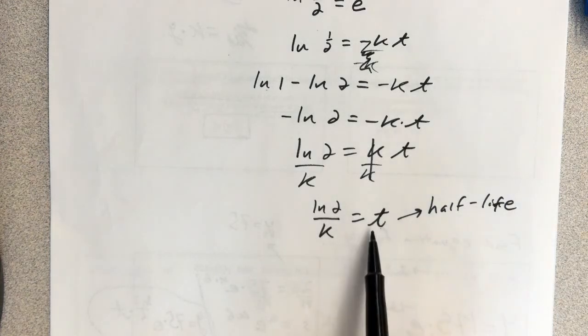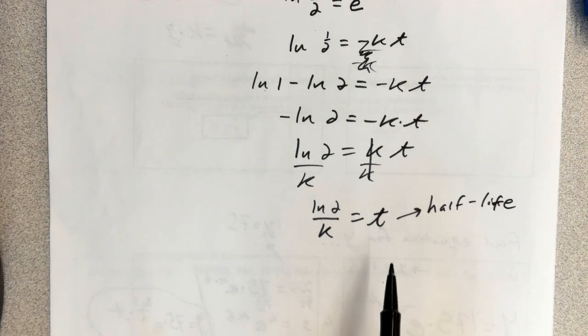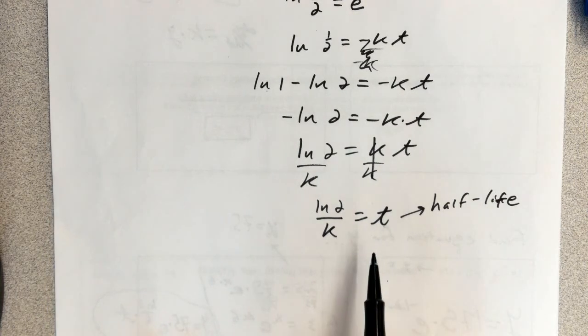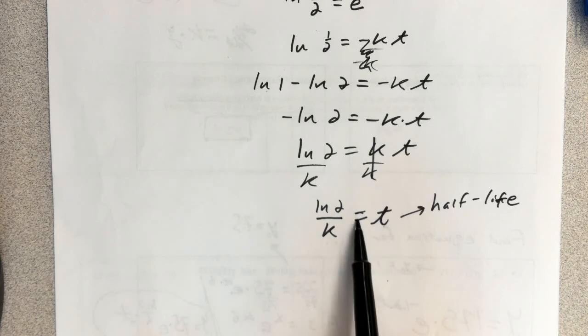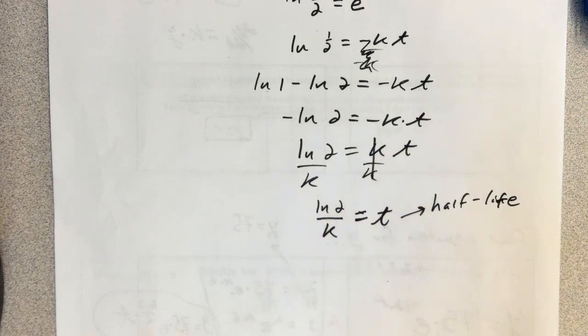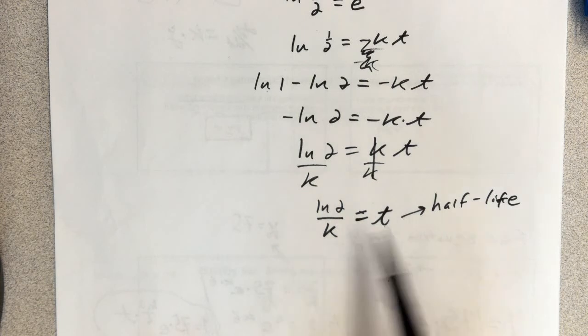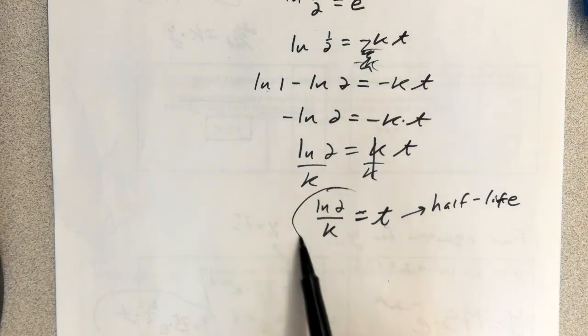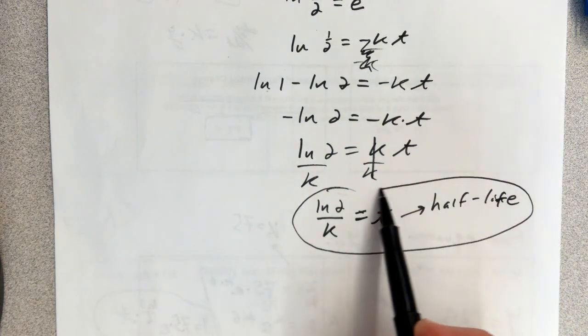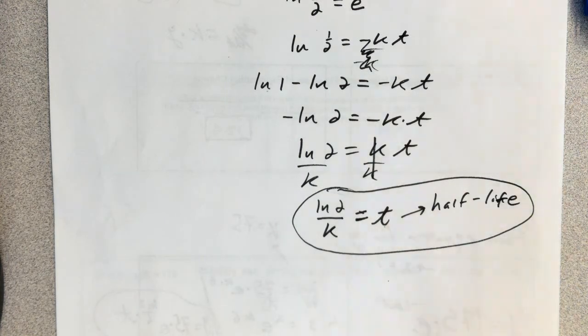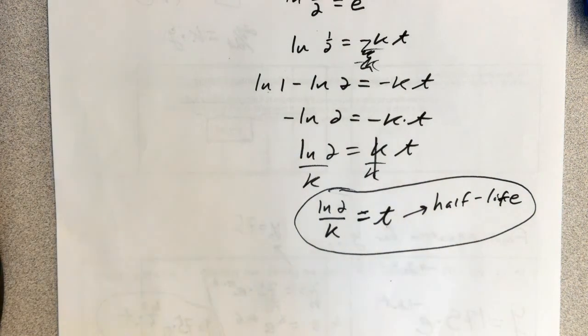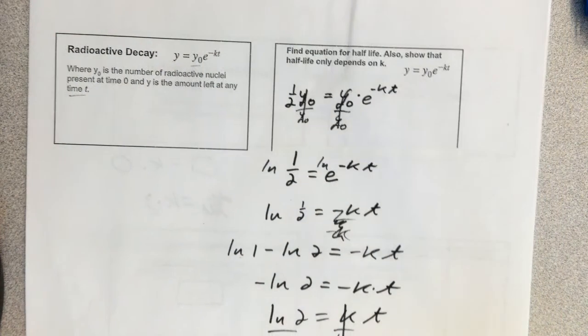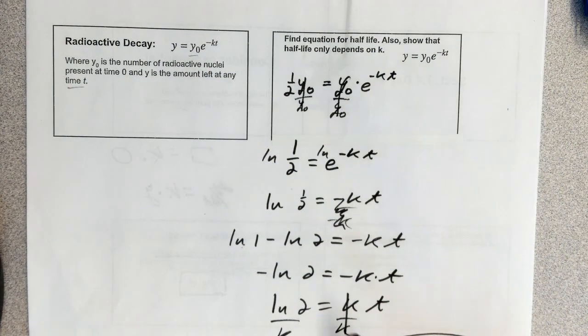And this also shows that it doesn't matter how much radioactive substance or how many radioactive nuclei you have. The half-life exists independent of how much substance there is. Okay, so we've shown that in the same process. So that is it for section 4. It's really just playing around with this exponential growth equation and the differential equation that goes along with it.